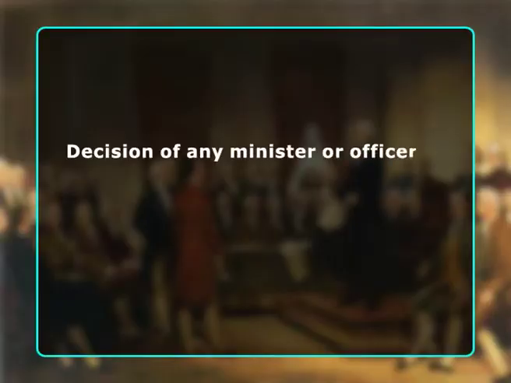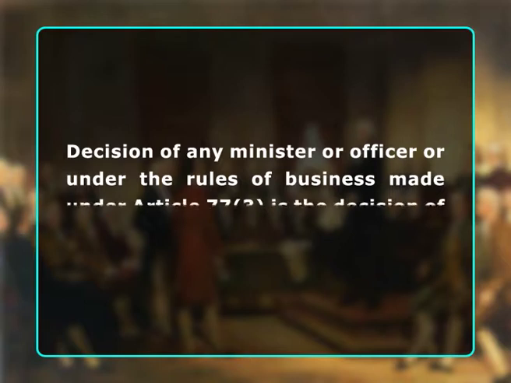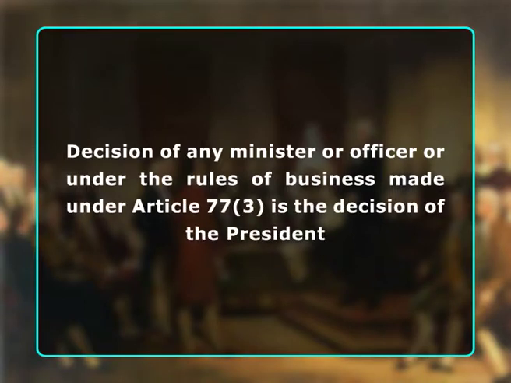Whenever the Constitution requires the satisfaction of the President for the exercise by him of any of the powers or functions, it is not the personal satisfaction but, in the constitutional sense, the satisfaction of his Council of Ministers. The President's opinion, satisfaction or decision is constitutionally secured when the ministers arrive at such opinion, satisfaction or decision. The decision of any minister or officer under the rules of business made under Article 77 Clause 3 is the decision of the President. The argument that an order could not be made by a minister without reference to the President is untenable.